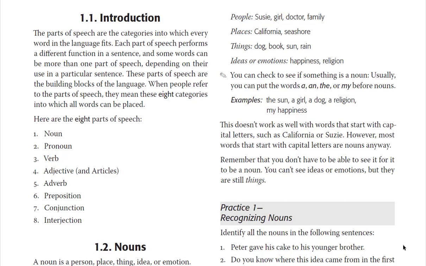So here's the first chapter of the grammar book by Arlene Miller. In this chapter, we are going to go over the parts of speech. There are 8 parts of speech: noun, pronoun, verb, adjective and articles, adverb, preposition, conjunction, and interjection. And we are going to go over all 8 parts of speech in this video, in this chapter.